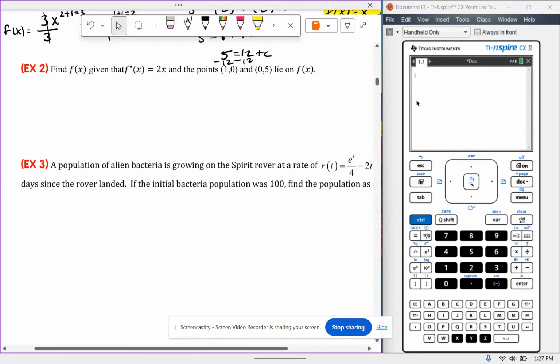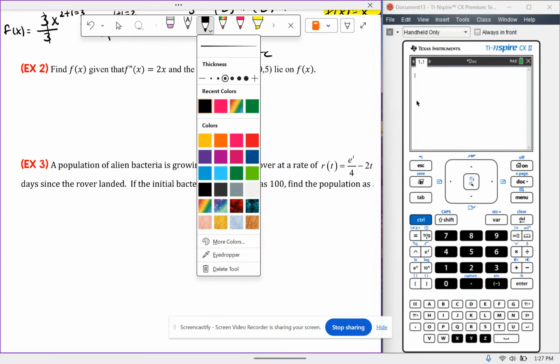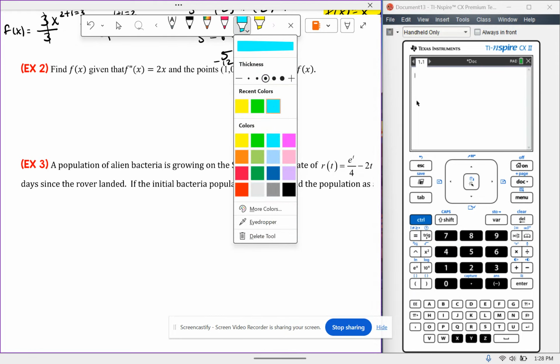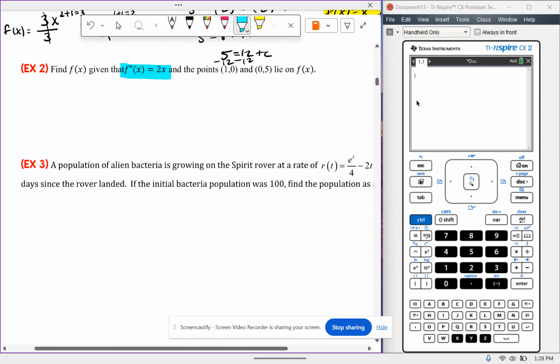All right, we're on to the next one here. It says find f of x. So we're going back to the original. Given that f double prime of x equals 2x, and the points (1, 0) and (0, 5) lie on f of x. So I'm given the second derivative. Any thoughts on how we're going to get back up to that original? Double integral, but it's kind of more of like integrate twice because a double integral is going to be haunting you later on in your math career. So we're going to think about it as integrating twice, okay?